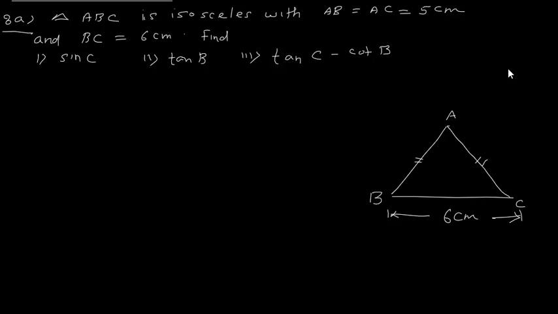Now let us see the eighth question. Triangle ABC is isosceles. See in the diagram, triangle ABC is isosceles triangle with AB equal to AC equal to 5. So the value of this AC and AB is 5 centimeter and BC is 6 centimeter. We have to find the value of sin C, tan B and tan C minus cot B.